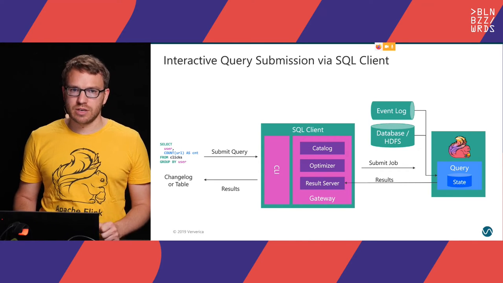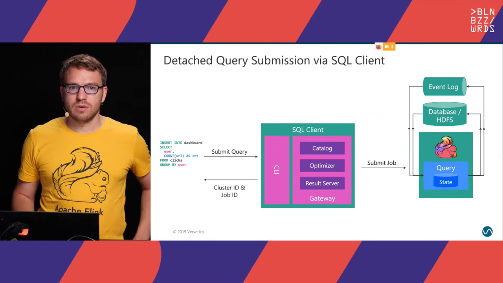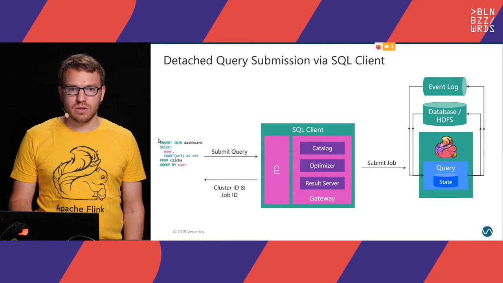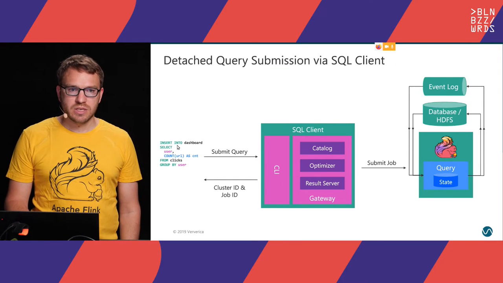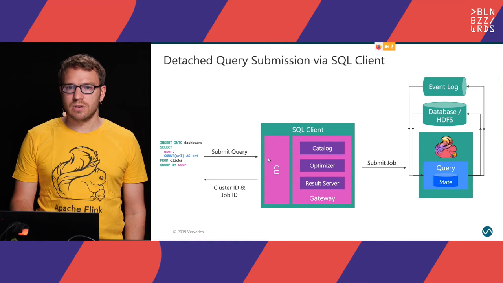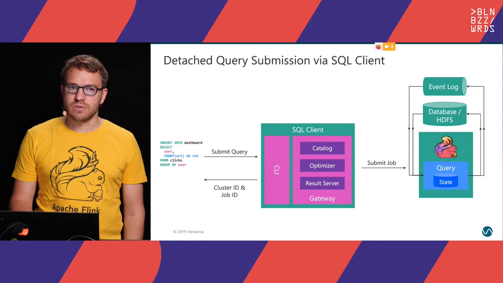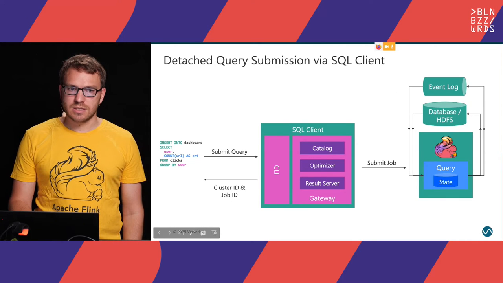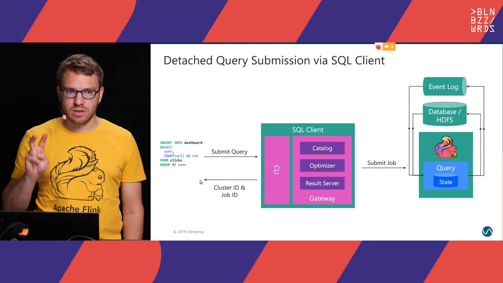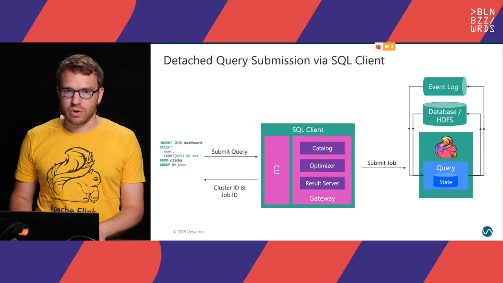So you basically run the queries and you directly see the results interactively in the CLI client. And there's another mode when you're submitting a query using the INSERT INTO syntax. This basically means that you want to write the result into some other table. If you do that, the query is again optimized by the SQL CLI client and submitted to the Flink cluster. But here, the result of the query is fed back into the system that holds the sink table, and the SQL CLI client doesn't get any of the results back. It only gets back a message that the query was submitted, and this is the ID of the query. And then you can look up the query in the Flink web UI.